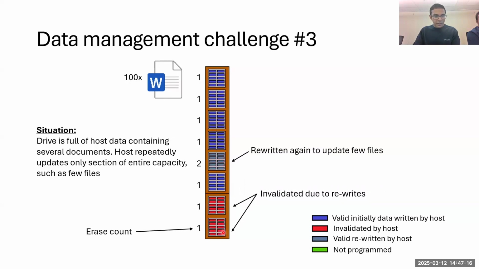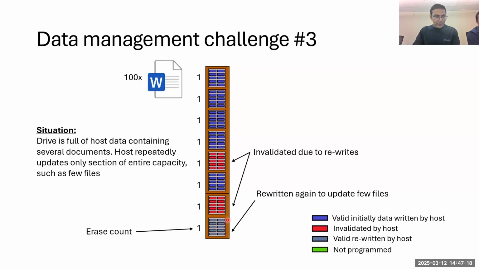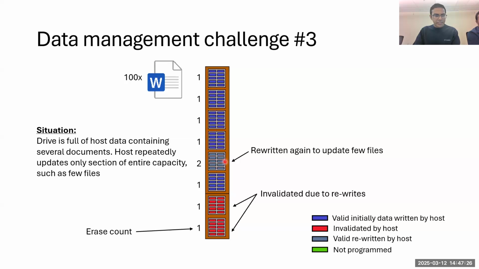So when this happens, you'll see that when this is updated again, this block is fully invalid, so it can be erased. And then all of the updates for this data will just go here. And let's say this process continues where only this data is updated several times. And over the course of time, you can find that these three blocks are repeatedly erased for just moving data among themselves. And you can see that at some point of time, the erase count is 100. These blocks are erased 100 times.